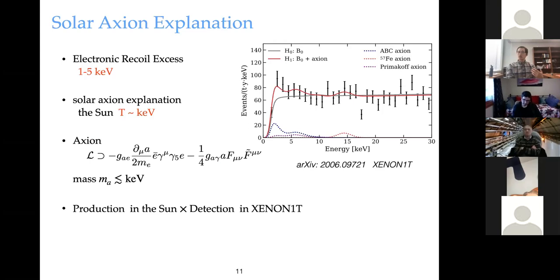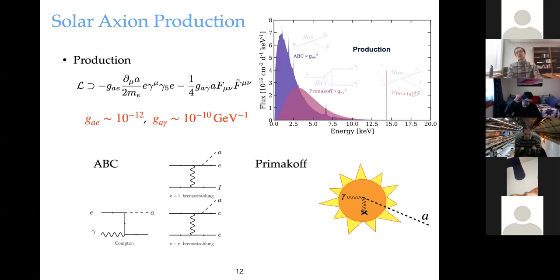Okay, and then we want to study in detail how they are produced and how they are detected, and in order to do that, let's write down the Lagrangian. The Lagrangian is just the standard axion coupling. They have derivative coupling because of shift symmetry, and also the axion couples to the anomaly term F F tilde. Okay, this is the basic setup. Let's look at the production first, and then we do the detection.